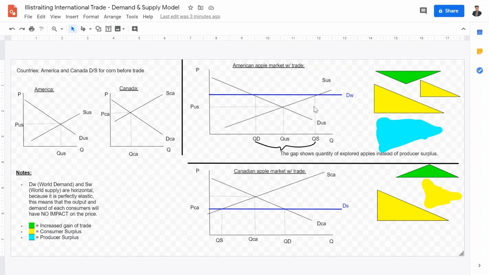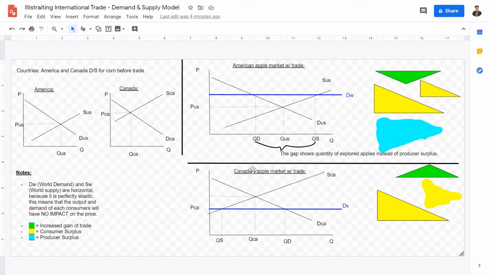Now, given that, let's see the intersection between the world demand with the supply and demand curves. That gives us Q_S, the quantity supplied, and Q_D. In classical economics, without introducing international trade, when we have Q_S greater than Q_D, we get producer surplus. However, in this case, this is not producer surplus because this gap between Q_S and Q_D is used to export to other countries. So this gap between Q_S and Q_D shows the exports, the quantity of exports that America has for apples.